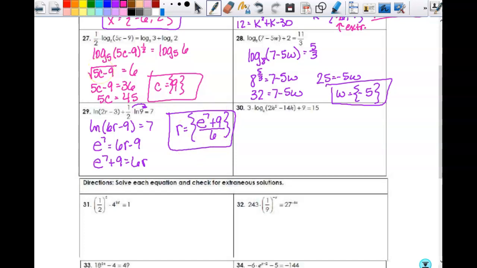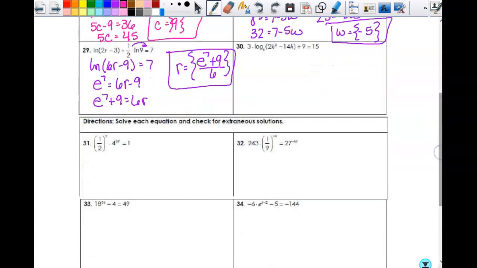All right, number 30. Let's see. I can go ahead and subtract the 9 and divide by 3. I don't have to make it an exponent. So 3 times the log base 6 of 2h squared minus 14h equals 15 minus 9, which is 6. Then I can divide by 3, so I get log base 6 of 2h squared minus 14h equals 2.